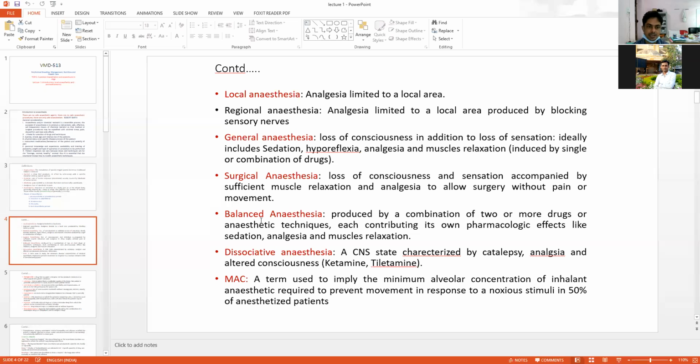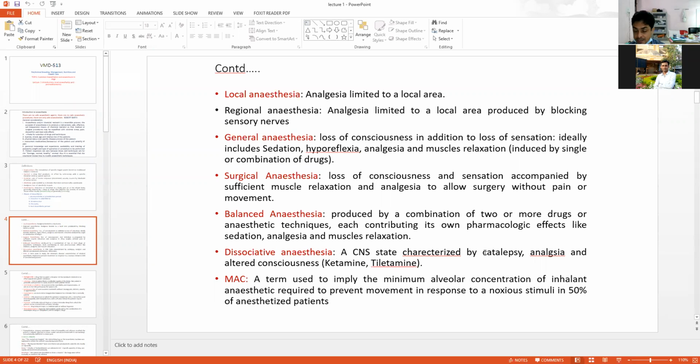Suppose you have an anesthetic combination which does not have good muscle relaxation, then it is not possible to perform orthopedic surgery, and even abdominal surgery many times. So you have to consider all these three components while going for any anesthetic procedure. Now dissociative anesthesia. The important thing is that dissociative anesthesia is catalepsy, analgesia, and altered consciousness. You remember all these things.